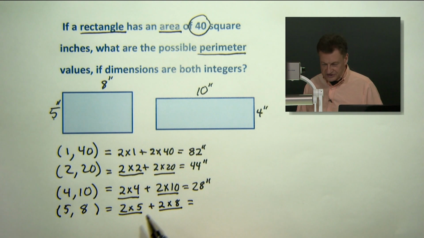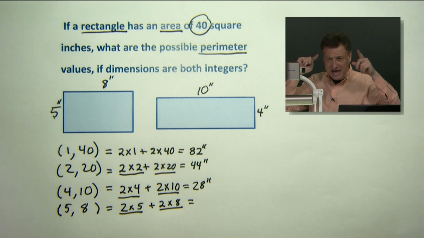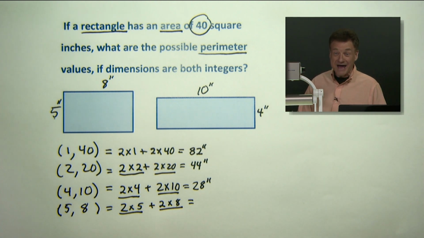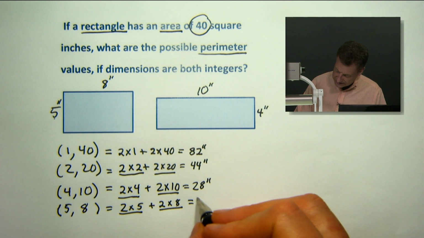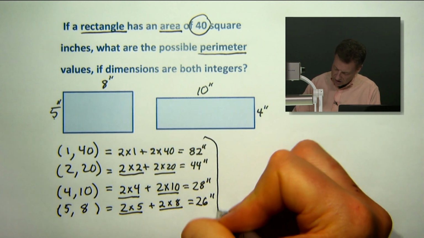2 times 5 gives us 10. And 2 times 8 gives us 16. Add that together. 10 plus 16. Mental math time. Yeah! Mental math time. I agree. 26 inches. And there are your 4 perimeters.